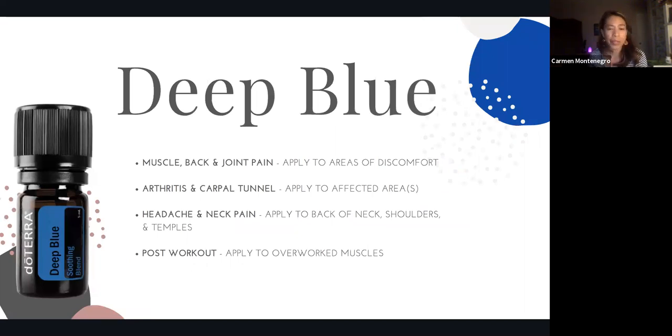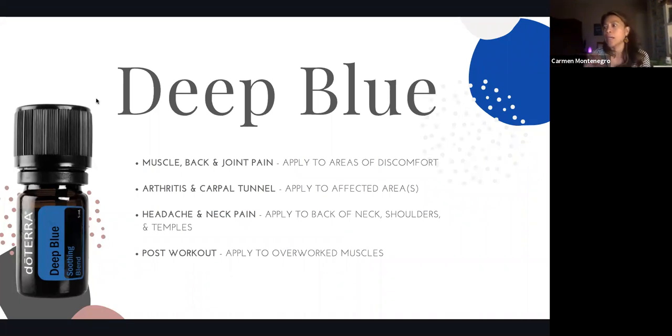Most of us, who doesn't have joint pain, right? Muscle back pain, arthritis, headache, neck pain. Deep Blue is another blend that is very good for those, one of the top 10 oils of doTERRA. And also good for post-workout. So Deep Blue in doTERRA, they do have the oil version. They also have the lotion version, and they have a different smell.